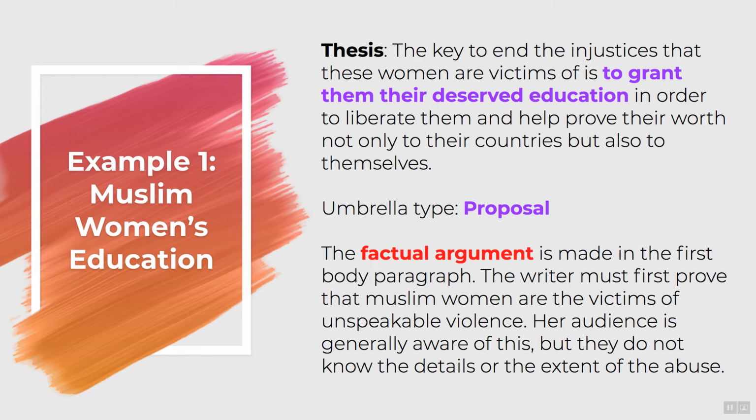But she makes a factual argument in the first body paragraph because in order to get the audience to stick around long enough to listen to what she's proposing, they first have to believe there's a problem. So the writer must first prove that Muslim women are the victims of unspeakable violence. Her audience might be generally aware of this, but they do not know the details or the extent of the abuse, and convincing them of this is more likely to motivate them to actually do something.